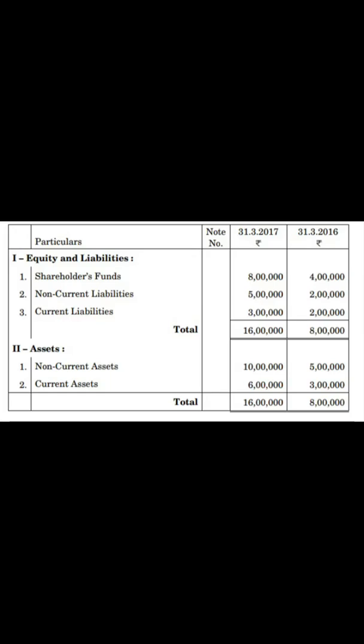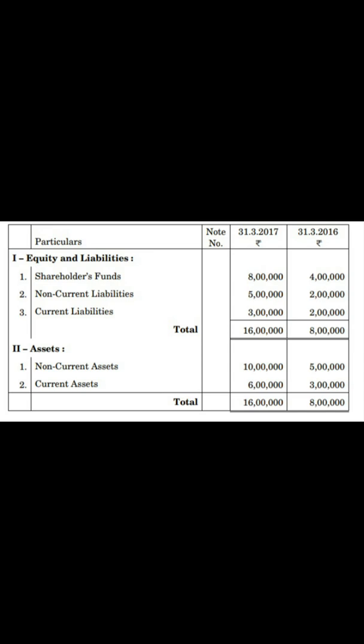In this video, we are going to learn how to make comparative balance sheet. I have taken one question over here where, in the particular column, equity and liability are placed on the top, and below that there are assets and 2-year details, that means of 2017 and 2016 is given here regarding all the items in the balance sheet.